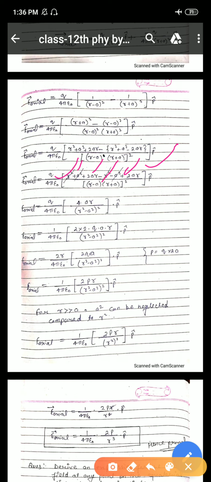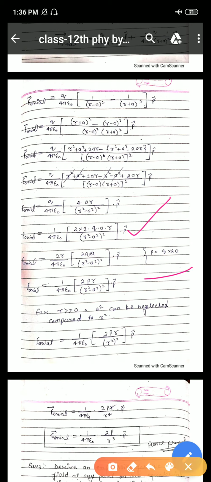Then minus r square minus a square cancel out with r plus r square plus a square. So after cancellation we have obtained 4ar upon (r square minus a square) whole square. Is it clear? Now 4 we can write 2 into 2. Is it clear?